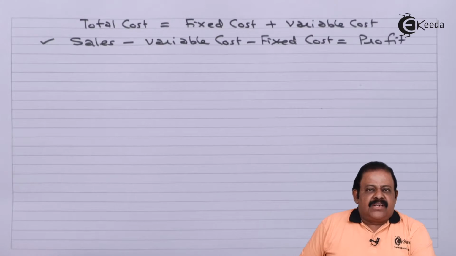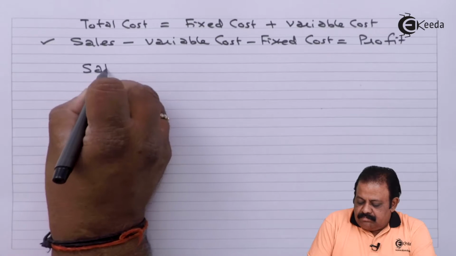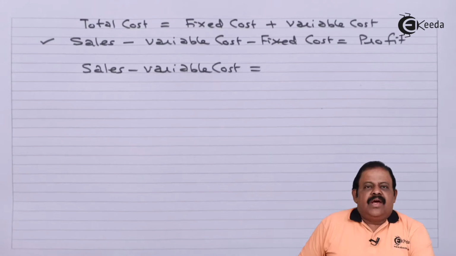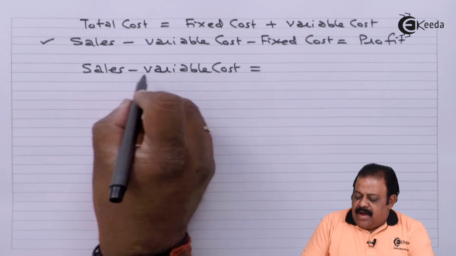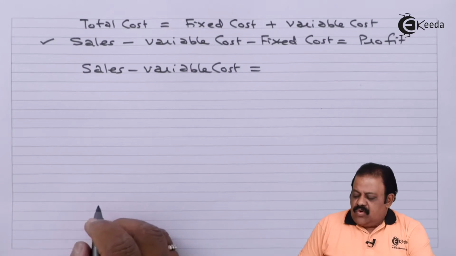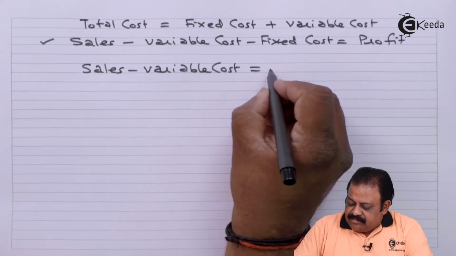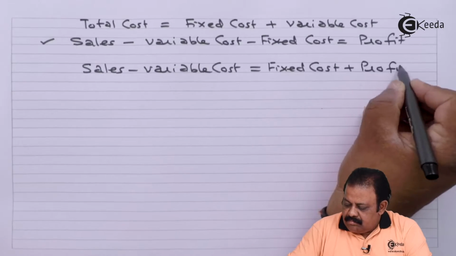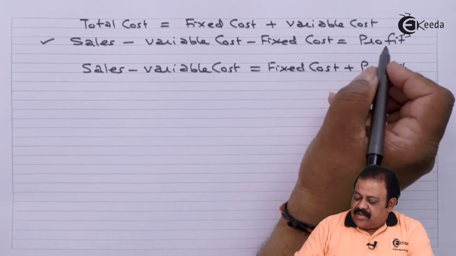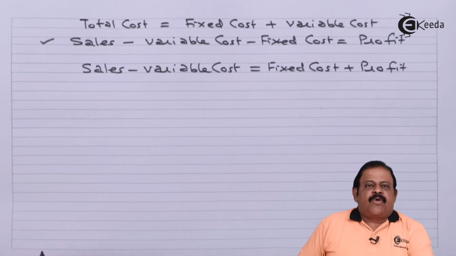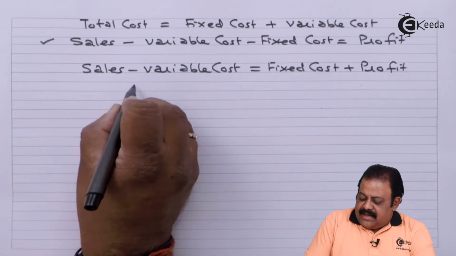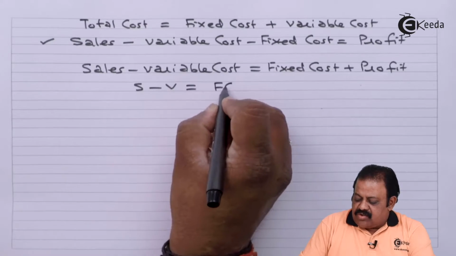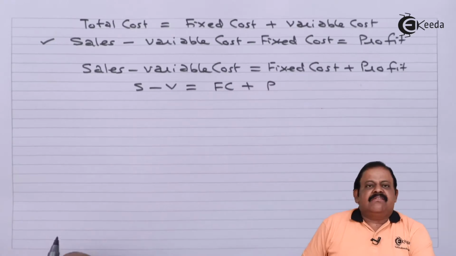We will try to manipulate this formula. We keep sales minus variable cost on one side, so fixed cost will go to the other side. If we shift fixed cost to the other side, it will become fixed cost plus profit. So in a nutshell, sales minus variable cost is equal to fixed cost plus profit.